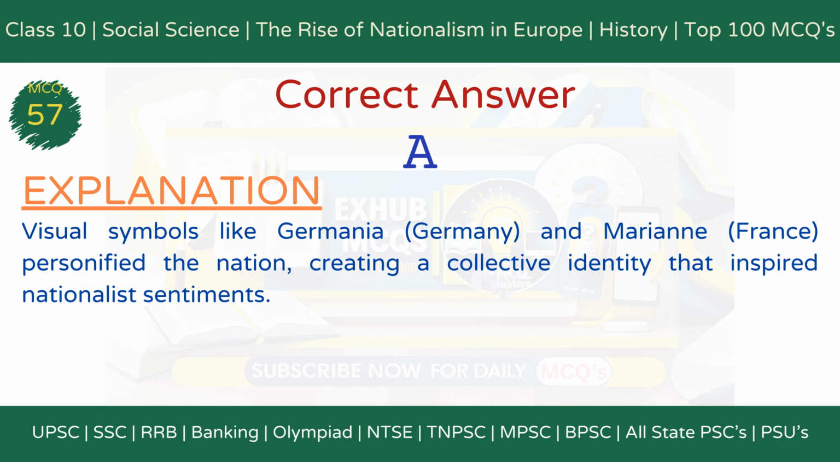The correct answer is option A, they represented national identity and unity. Explanation. Visual symbols like Germania, Germany, and Marianne, France, personified the nation, creating a collective identity that inspired nationalist sentiments.